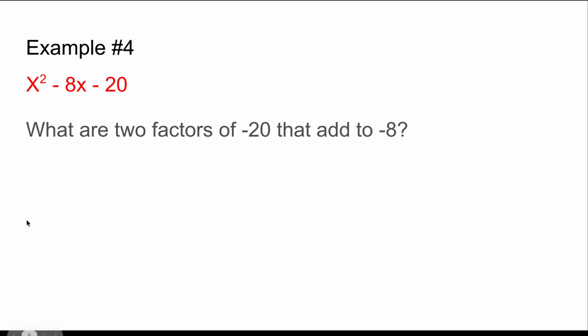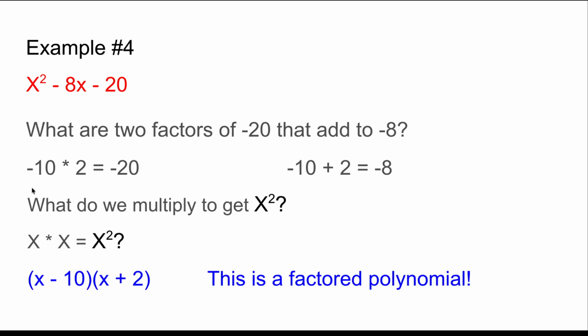Example number 4. Ooh, I didn't have a typo this time. I was about to say, what in the world was going on? Okay, so negative 20 is our goal for multiplying. What two numbers multiply to negative 20? Negative 10 times 2 equals negative 20. And then what is our goal for addition? What is our sum? We need a negative 8 total sum. So we have negative 10 plus 2 equals negative 8. Our two terms are negative 10 and positive 2, so our answer is x minus 10 times x plus 2.